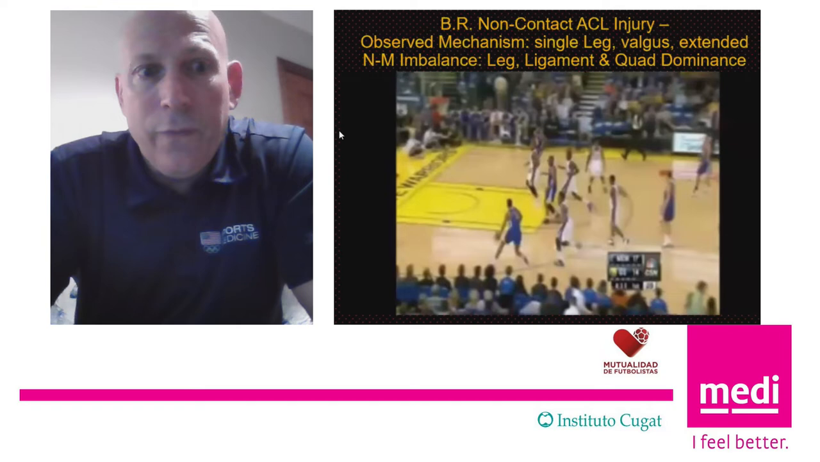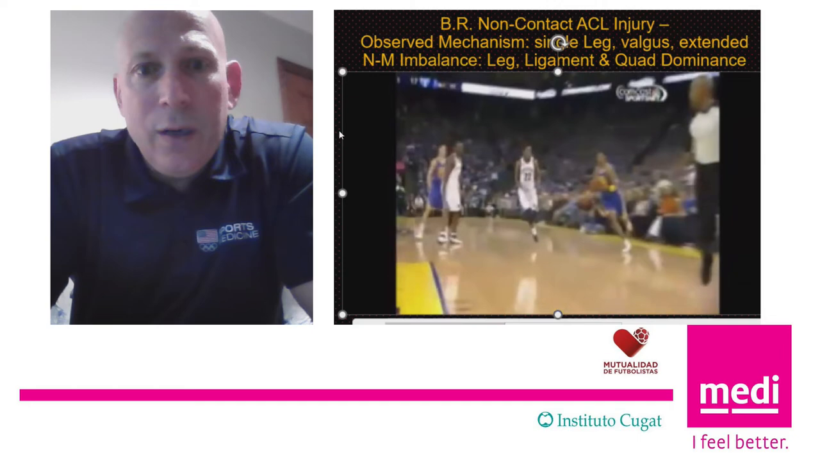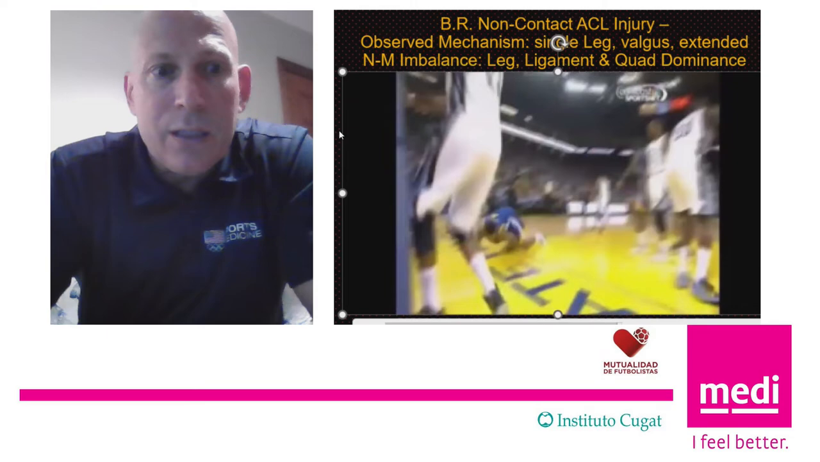So again, this is a tearing, rupturing of the ACL, of the graft. This happens way too often. What you see is a combination of ligament dominance, leg dominance, and quad dominance. Those things need to be corrected before they go out on the court. So how do we do that?